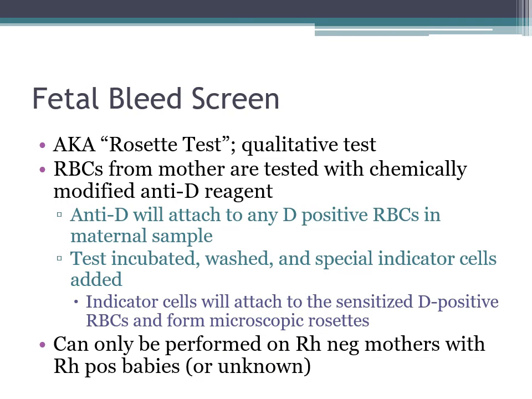The fetal bleed screen test, also known as the rosette test, is a qualitative test. RBCs from the mother are tested with a chemically modified anti-D reagent. Any anti-D in the system will attach to those D-positive RBCs in the maternal sample. The test is incubated, washed, with special indicator cells added. The indicator cells will attach to the sensitized D-positive RBCs and form microscopic rosettes. This can only be performed on Rh-negative mothers with Rh-positive babies or babies whose Rh is unknown.